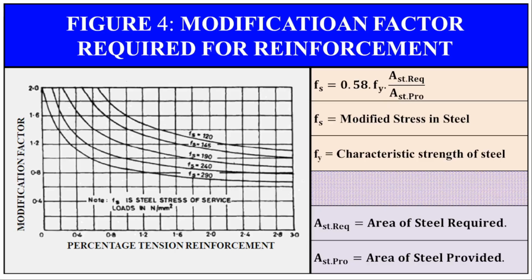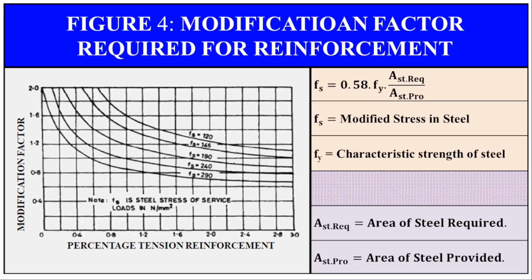It's important to note, as indicated in the bottom left corner, that this Fs refers to the steel stress under service loads, meaning the loads the structure is expected to experience during its normal use. To the right of the graph, we find key equations and definitions that clarify the purpose of this modification factor. The primary equation shown is Fs equals 0.58 multiplied by Fy, multiplied by the ratio of Ast,req to Ast,pro.